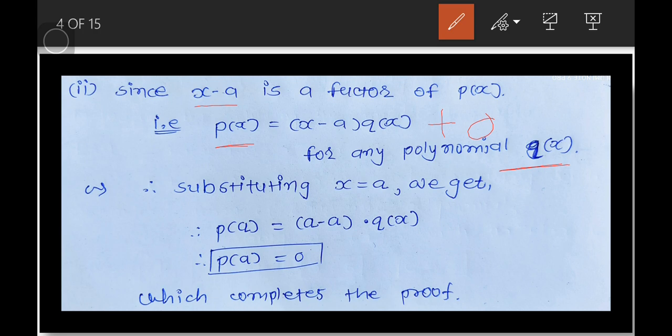So for any q of x, substituting x is equal to a, what do we get? We replace x by a, then we get p of a is equal to a minus a into q of a, and at last we get p of a is equal to 0, which is what we wanted to prove. This completes the proof. So that was the factor theorem.